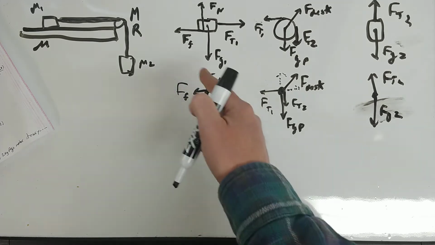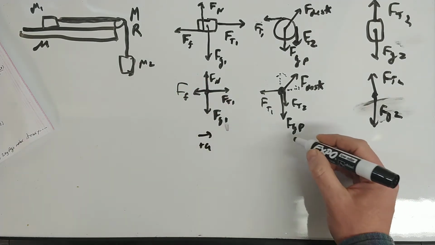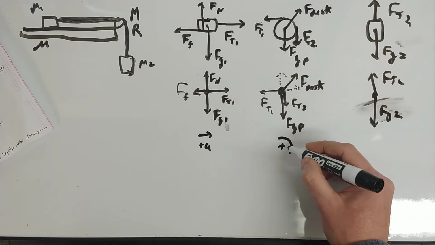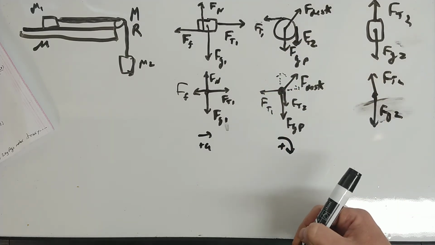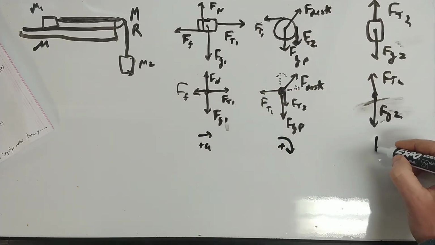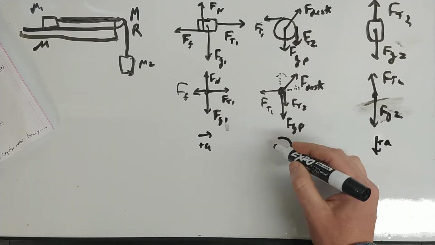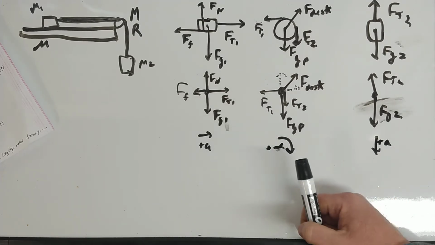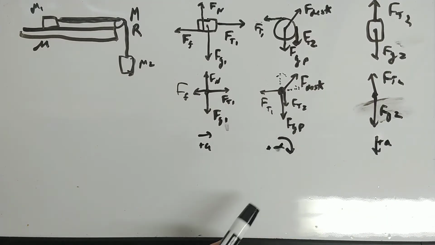So for this one, I'm going to say this direction's the positive acceleration. For this one here, I'm going to say positive direction is the direction it's accelerating in rotationally. For this one here, I'm going to say down is the positive direction. And again, it's totally up to you to decide what to make direction positive, but my advice is to always make the direction of acceleration positive. So now I'm going to make the Newton's second law equation.